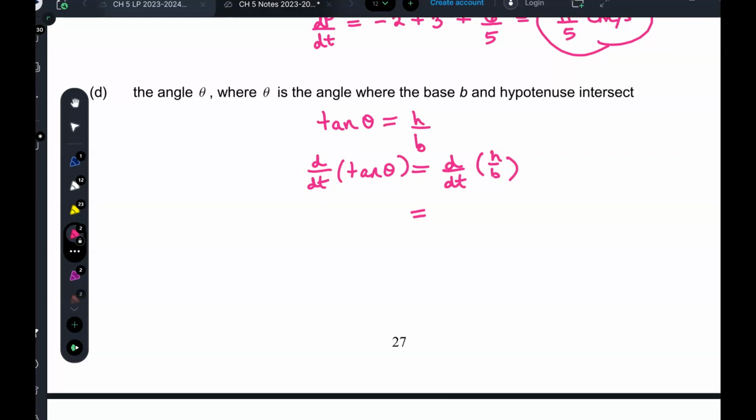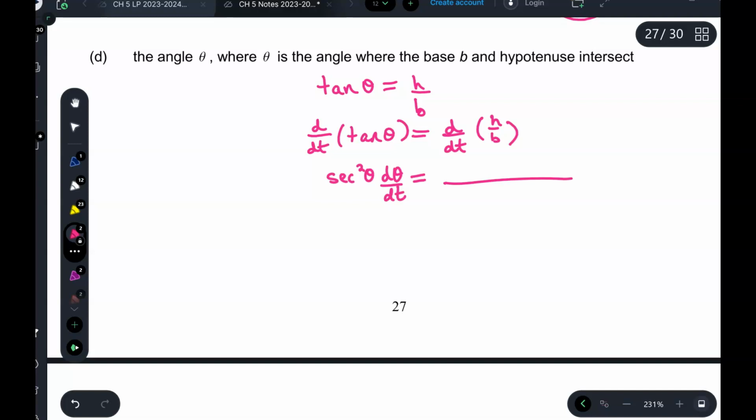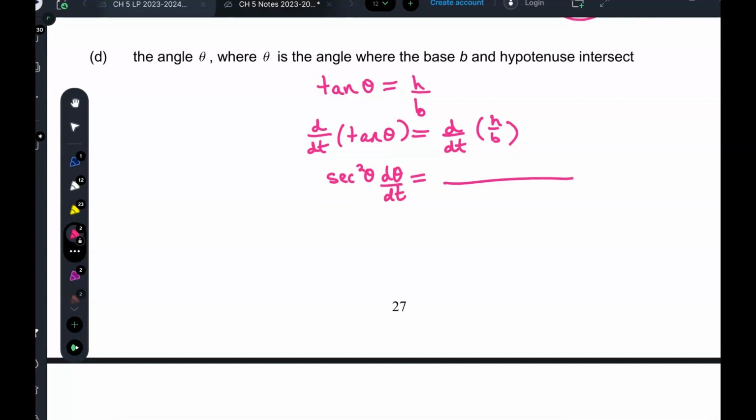What's the derivative of tangent? Secant squared. Wait, but wouldn't it be times d theta? Yeah, of course. d theta dt. And then how would you do that? Can we do h times b to the -1? You can, but I'm just gonna do quotient rule because I'll show you when we plug in all the numbers. It's easy. So low d high.